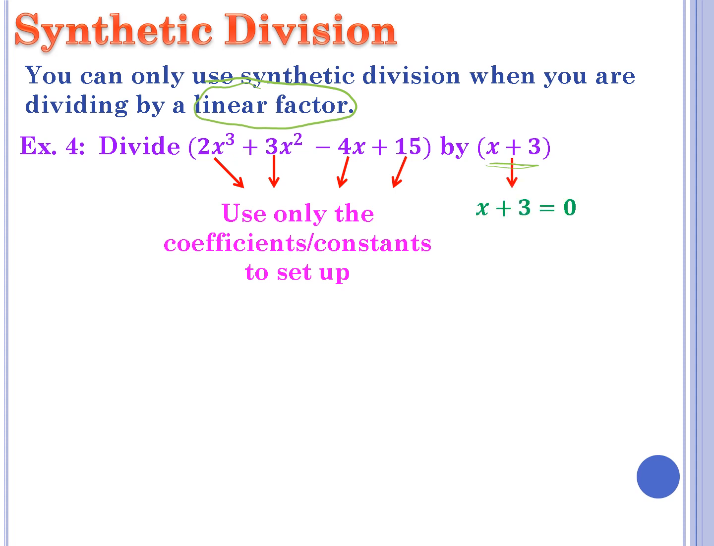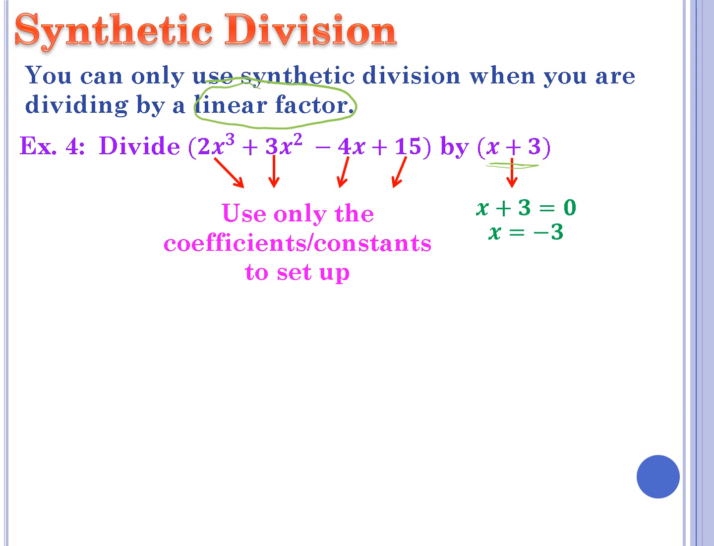So we're going to use only the coefficients and the constant to set up. Now, instead of using the factor as our divisor, we're going to use the possible root. So you take what you're dividing by, you set it equal to 0, and you solve for x. So for synthetic division, we're only going to use our coefficients, and then we take the divisor, solve for x, and that's what we're going to use.